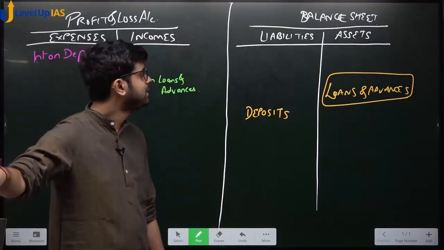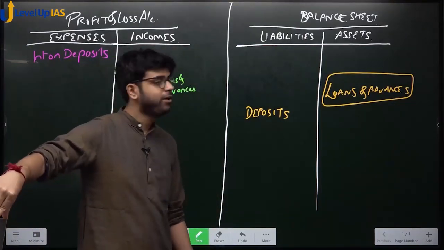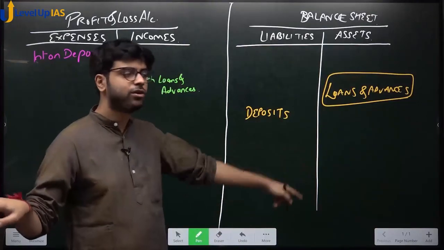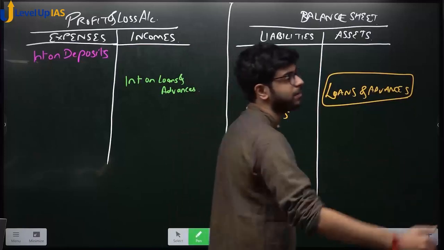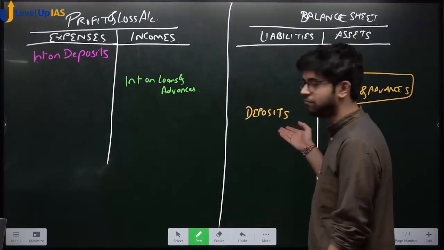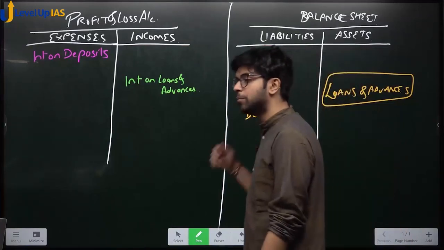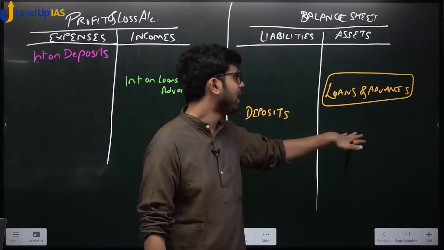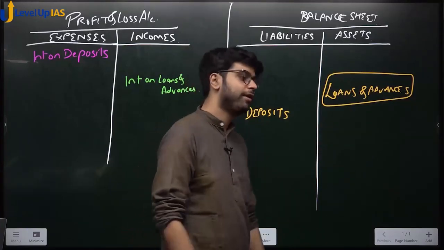Axis Bank is keeping its deposits with State Bank of India. Where do you think it will come? Will it come here or here? It will come under the asset side, yes or no? Because that is its money which it is keeping with another bank. It is a liability for that other bank. It will write it as deposits, but Axis Bank, if it is keeping money with SBI, will write it as assets. Yes or no? Very good.